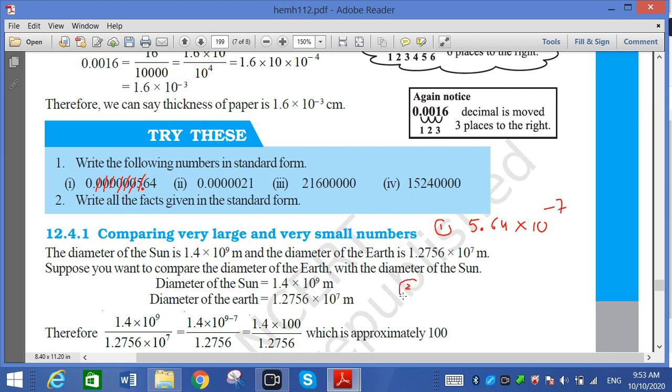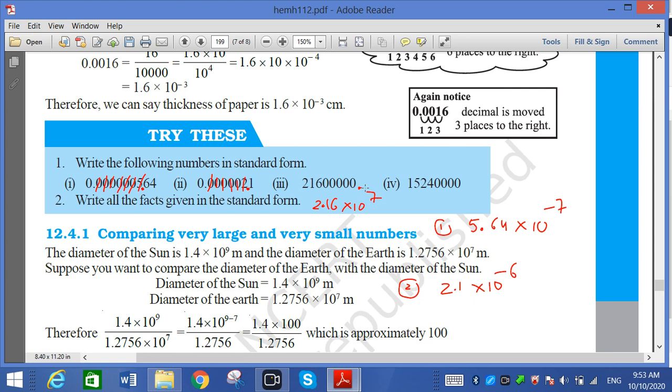Now second, I want to shift the point to here. 1, 2, 3, 4, 5 and 6. So 2.1 10 the power minus 6. Now here the point is here. 1, 2, 3, 4, 5, 6, 7. So 2.16 10 the power positive.